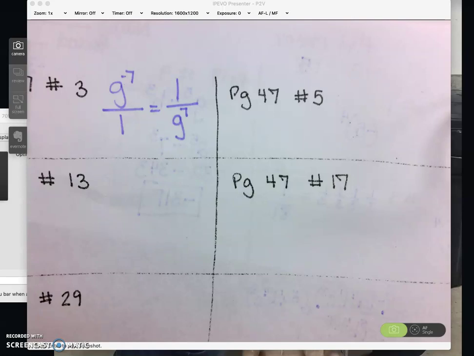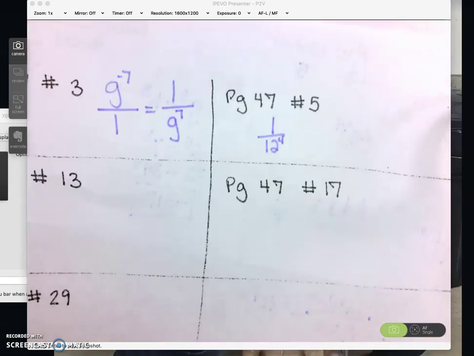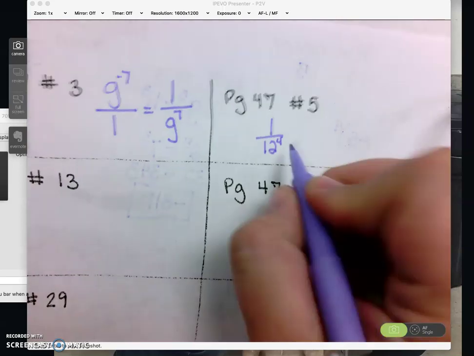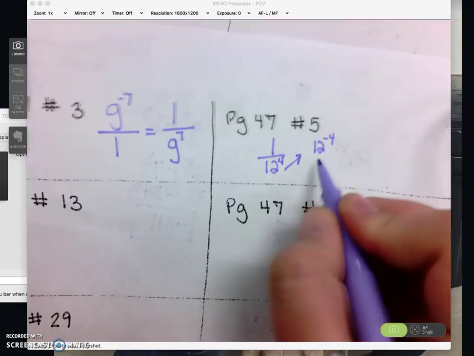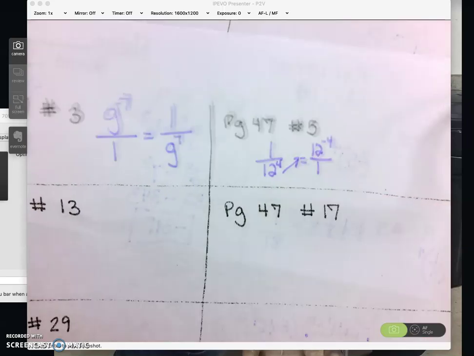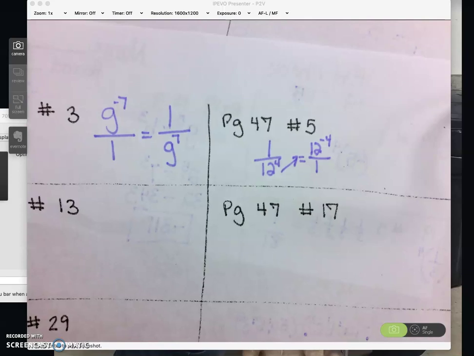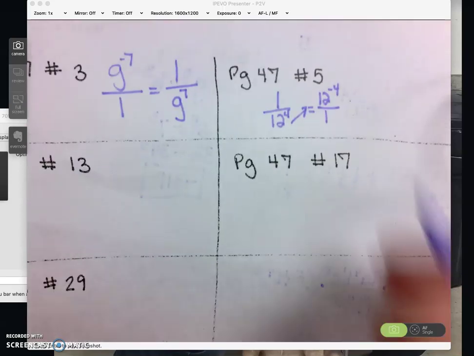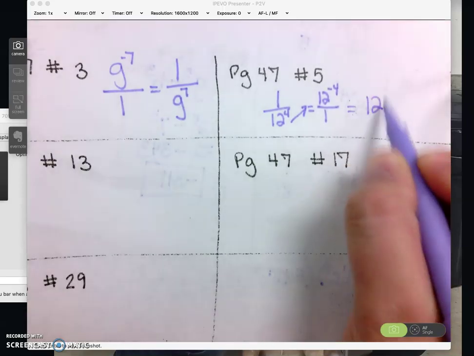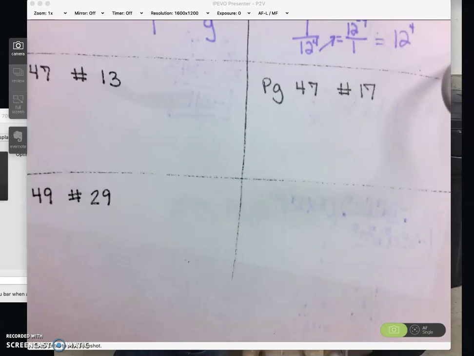Okay, number 5. This one is just trying to show that if I have it on the bottom of a fraction, I can move it to the top of the fraction and it would be negative. It might have been the wrong problem. Yeah, I took the wrong page.